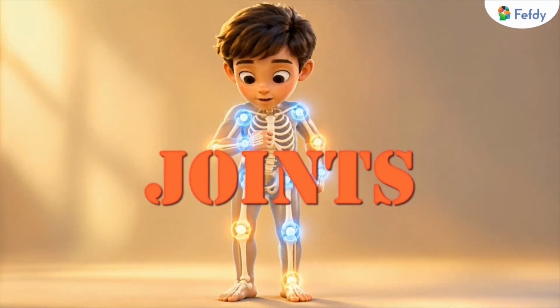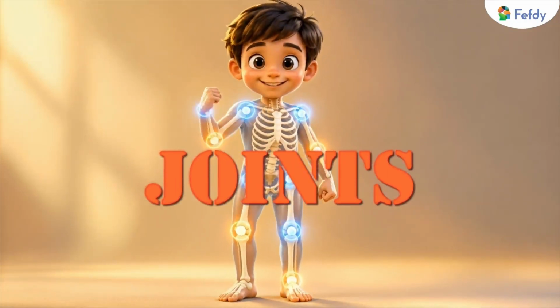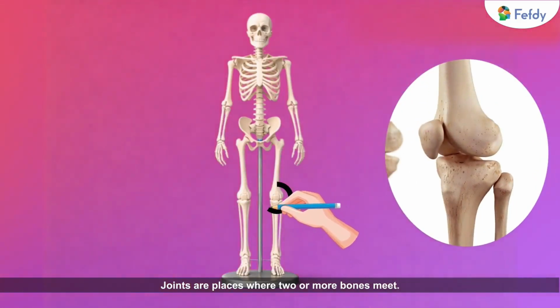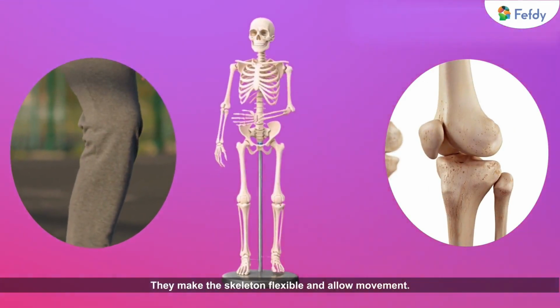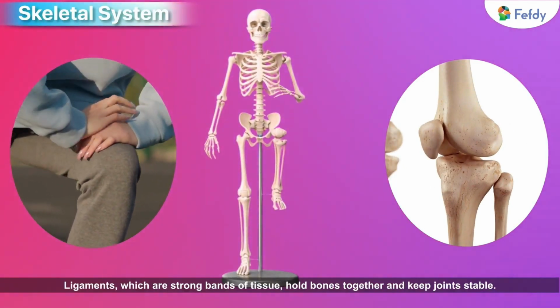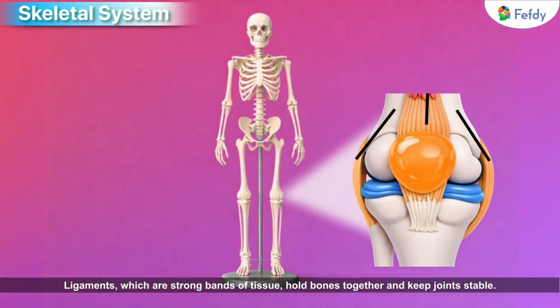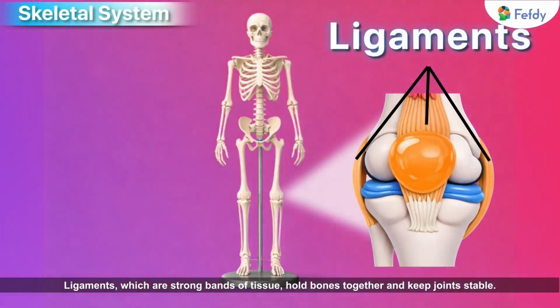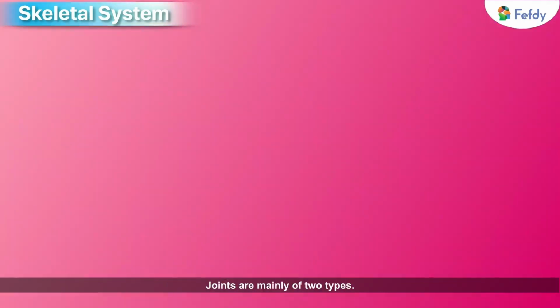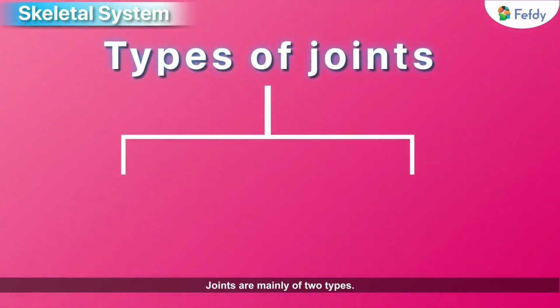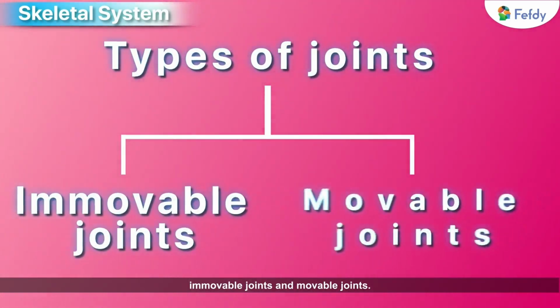Joints. Joints are places where two or more bones meet. They make the skeleton flexible and allow movement. Ligaments, which are strong bands of tissue, hold bones together and keep joints stable. Joints are mainly of two types: immovable joints and movable joints.